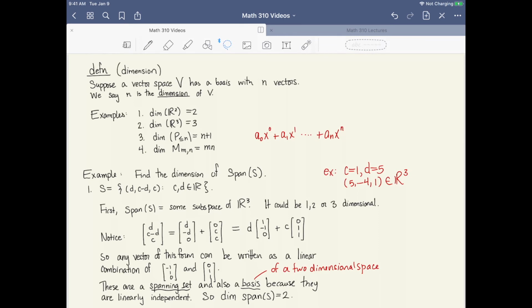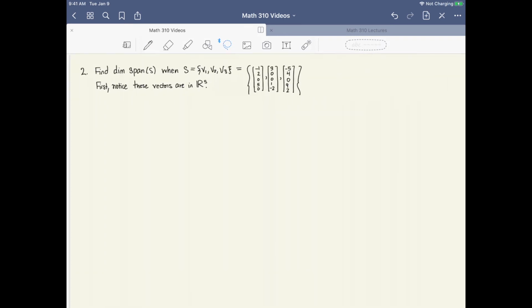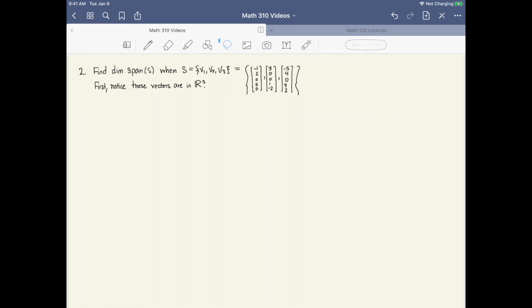Let's now do a second example. So here we're going to try and figure out what the dimension of a set of vectors is, the dimension of span S, when S is explicitly these 3 vectors. So nothing fishy here. We've just got 3 vectors, and we notice that these vectors are in R5. These vectors live in R5 because each one of them has 5 entries, but we're dealing with a set of 3 vectors. Now, these 3 vectors couldn't possibly span all of R5.